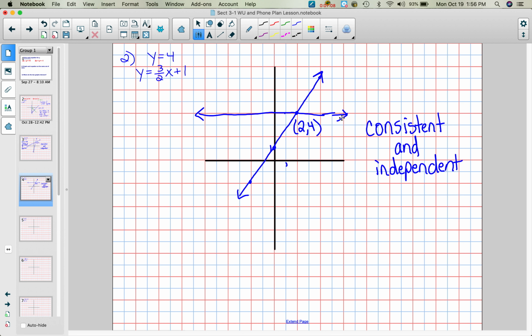Now, this is a system of linear equations. You can also have systems of nonlinear equations. We'll see some of those later, but right now we're just focusing on linear equations, most specifically a system of two linear equations. Again, the point 2, 4 would be considered the solution to the system of equations.